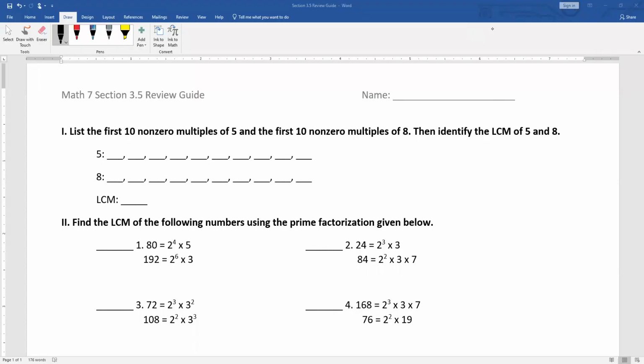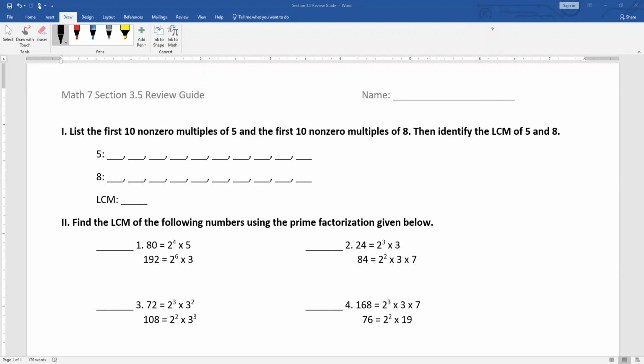Okay, so let's go ahead and get into the review guide. We're going to have a quiz tomorrow just on section 3.5, which is the least common multiple. There's a couple of ways to calculate it. The first one is if your numbers are a little bit smaller, and then we use prime factorization when we work with larger numbers.